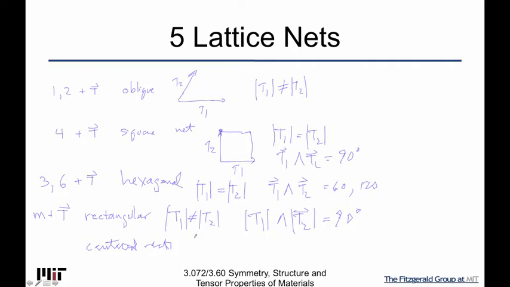Okay, now let's talk a little bit about what we've actually done kind of intuitively. We've made lattices that are compatible with symmetry elements, right? And so I just want to mention that a little bit.